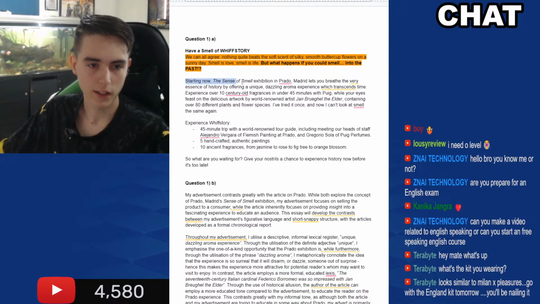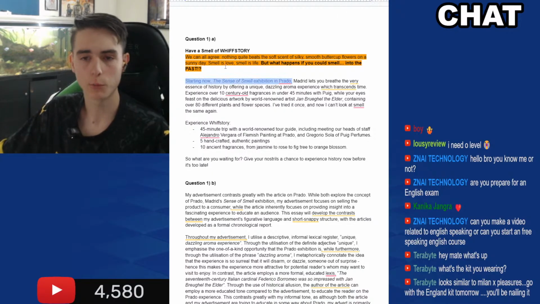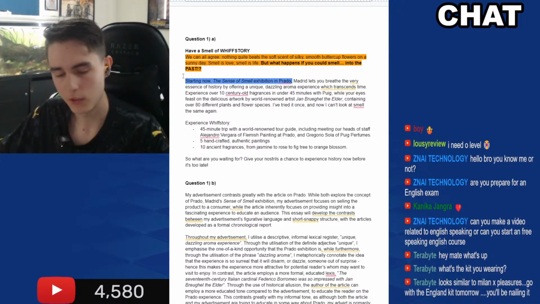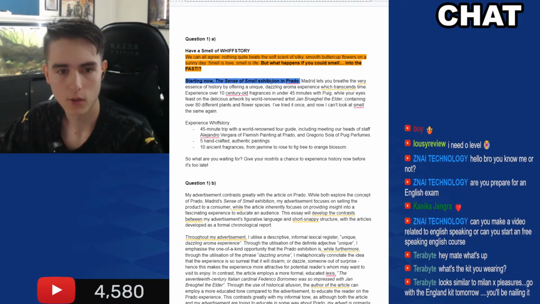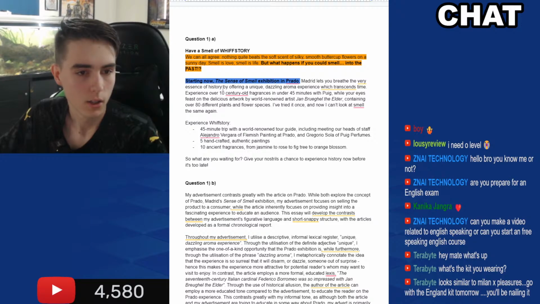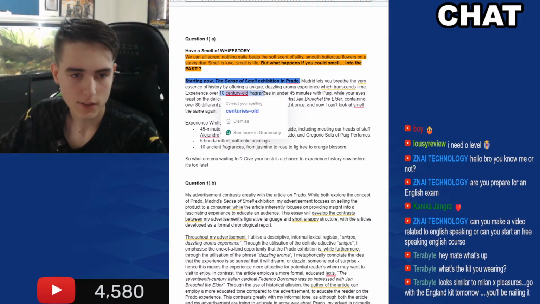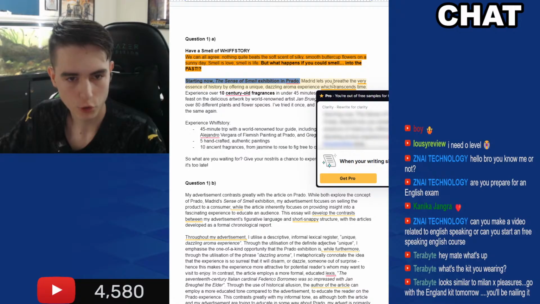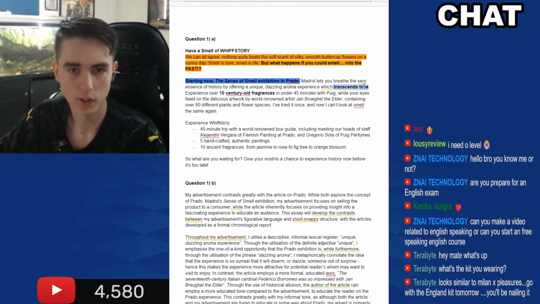Then here, starting now, the Sense of Smell exhibition, Prado. So we've instantly got a little bit of immediacy. We want to showcase that this is happening now. Let's just get that in the right color. This is happening right now, and you're going to miss it if you don't come right now to experience this. We've got some imagery here, 10-century-old fragrances. I'll put those in bold. And we also have transcends time, which is a nice imagery here.